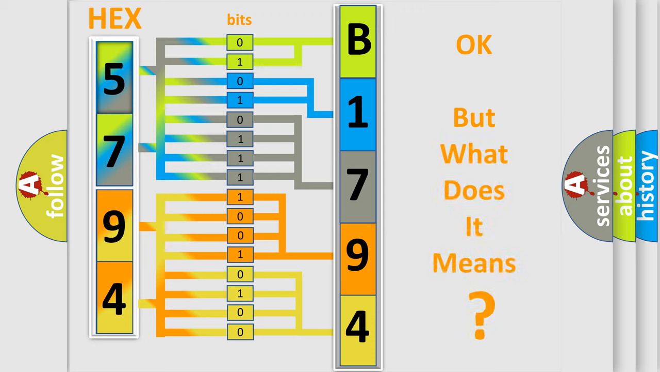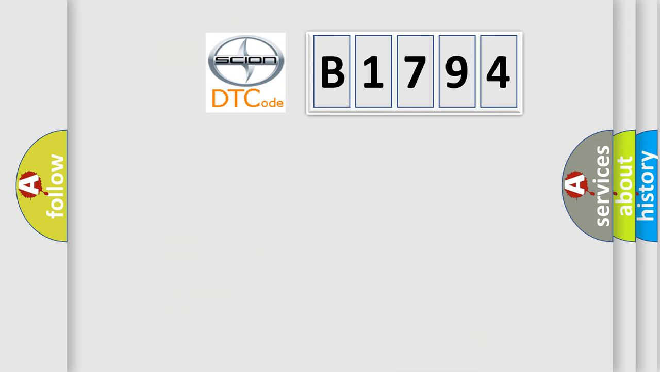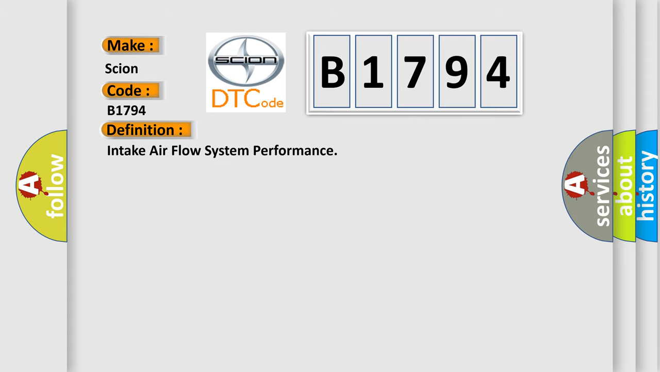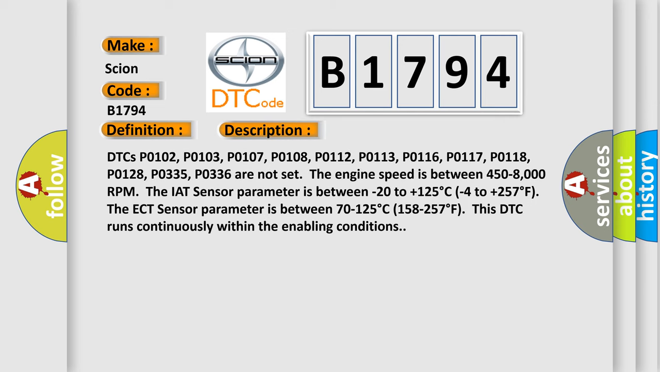The number itself does not make sense to us if we cannot assign information to what it actually expresses. So, what does the Diagnostic Trouble Code B1794 interpret specifically for Scion car manufacturers? The basic definition is intake airflow system performance. And now this is a short description of this DTC code.